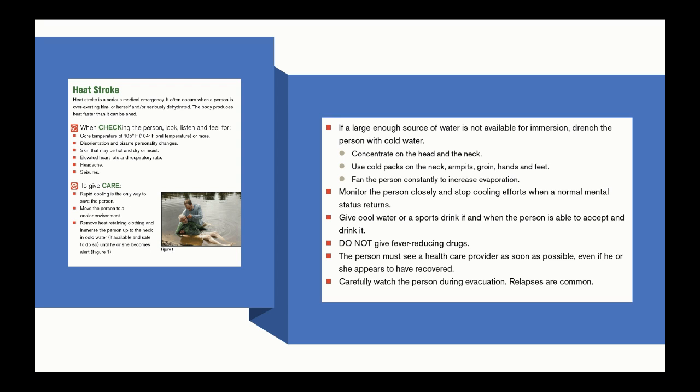Okay? This person needs a healthcare provider. Even if they come back, this is not a continue on. This is absolutely an evacuation situation because relapses are common. You'll get someone back to a normal mental state, and then there will be a likely chance that they will end up back in heat stroke.